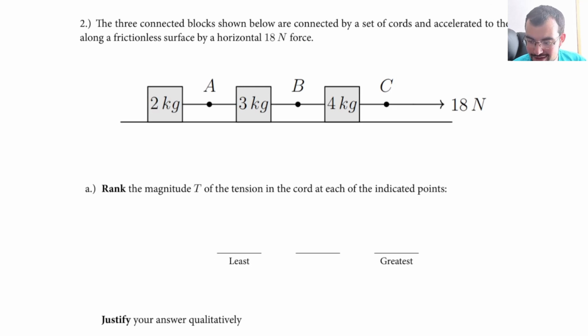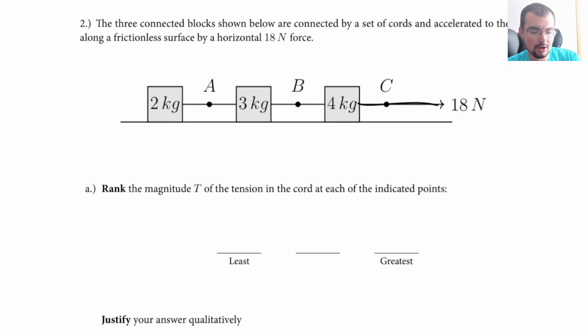This is another classic scenario. This is called the block train, where we have just a bunch of blocks connected to a string. They're going to get pulled to the right. Everything stays connected. We want the tension in each cord segment. So we have this segment, this segment, this segment.